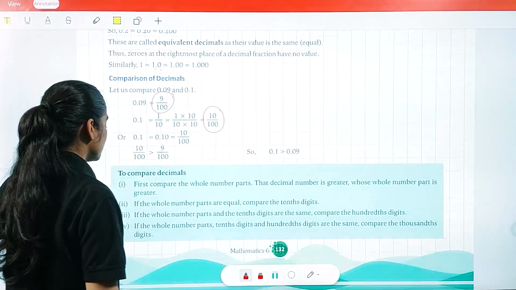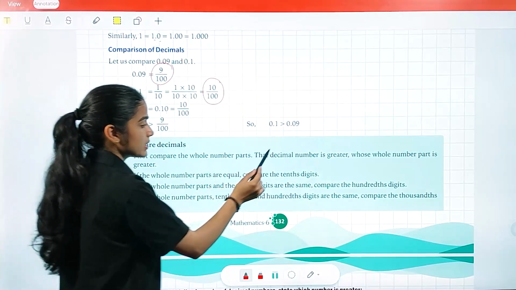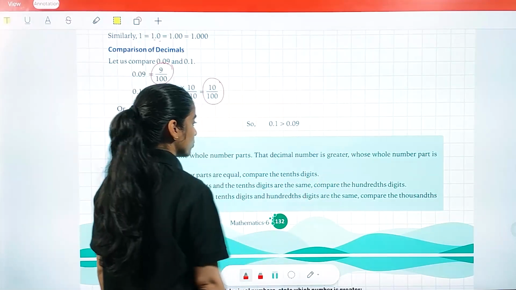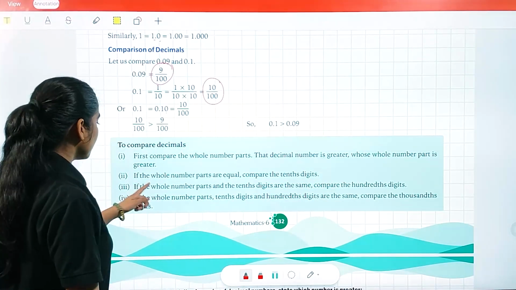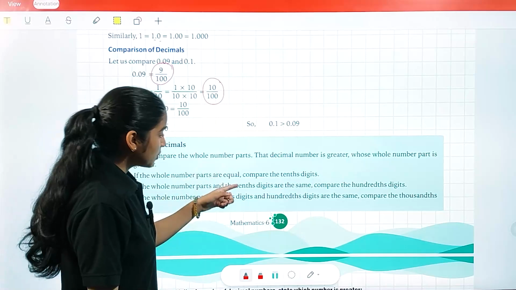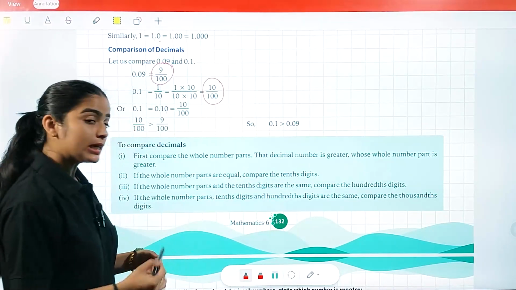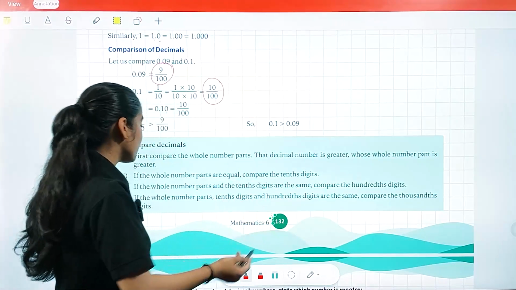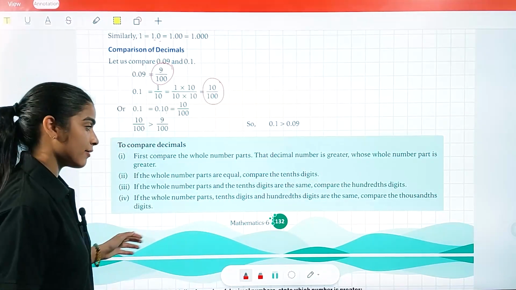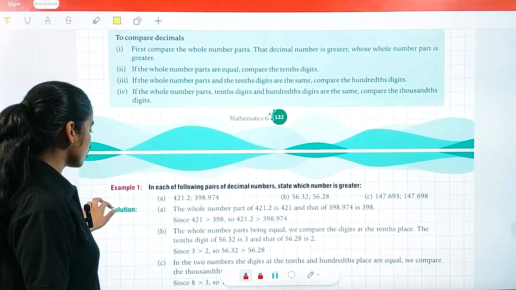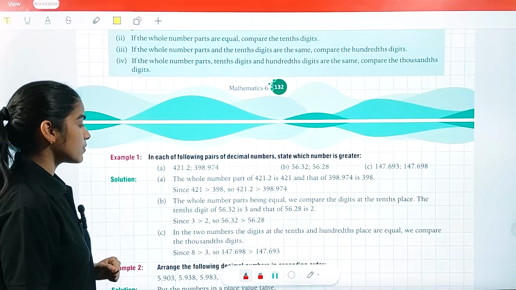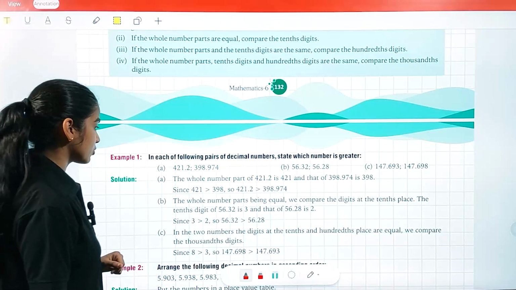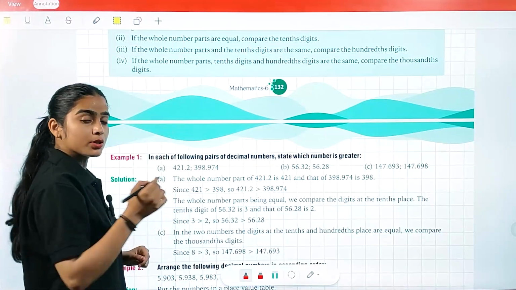To compare decimals, first compare the whole number parts. That decimal number is greater whose whole part is greater. If the whole number parts are equal, compare the tenths digit. If the tenths digit is equal, then compare the hundredths digit. If the hundredths digit is the same, then compare the thousandths digit. In each of the following pairs of decimal numbers, state which number is greater. So first, what we have to do, the first rule is to compare the whole numbers.